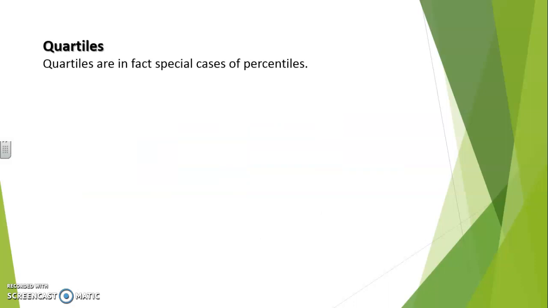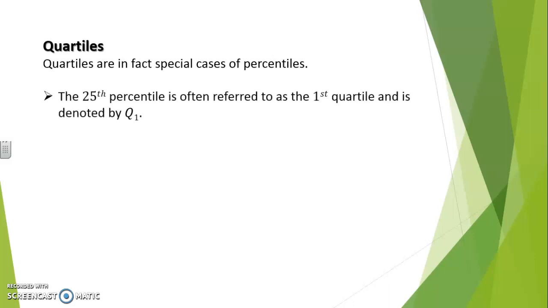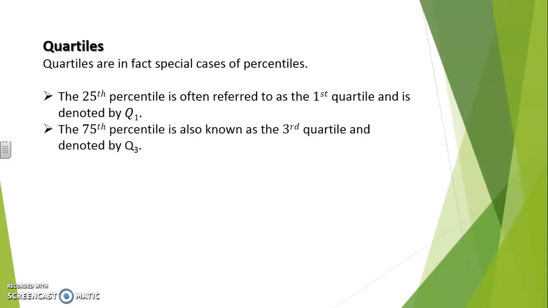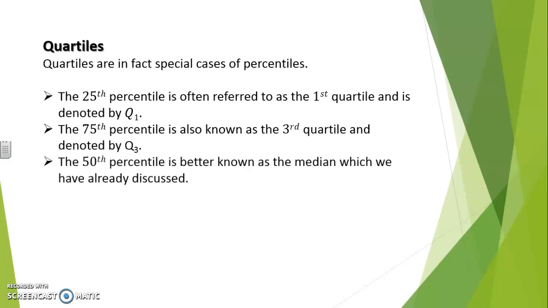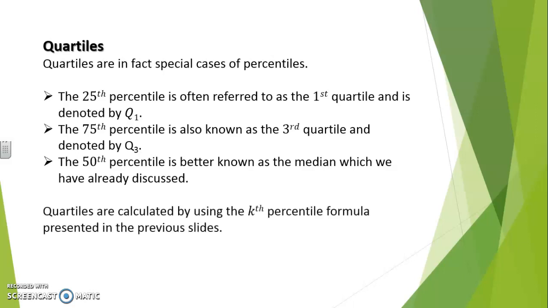Quartiles are also measures of position. Quartiles are in fact just special cases of percentiles. So the 25th percentile is often referred to as the first quartile, and we denote it by Q1. The 75th percentile is known as the third quartile and is denoted as Q3. The 50th percentile is also known as the median and could have been called the second quartile, but really the median is the traditional name we'll give to it. Quartiles can be calculated using the kth percentile formula that we presented in the previous slides.